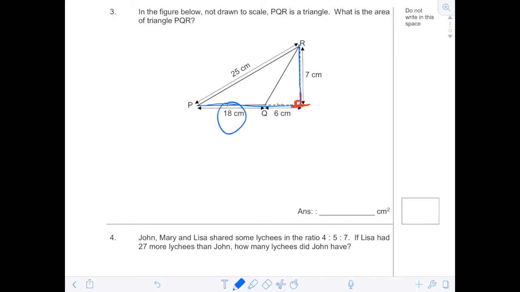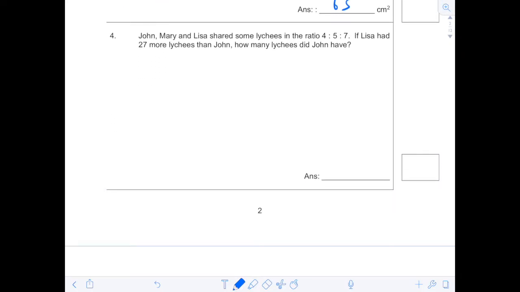Remember, for the base, you are not going to take the dotted line, you're only going to take the solid line, and the height will be 7 cm. So just plugging in the formula, you get half times 18 times 7. And this will give you 63 cm squared.